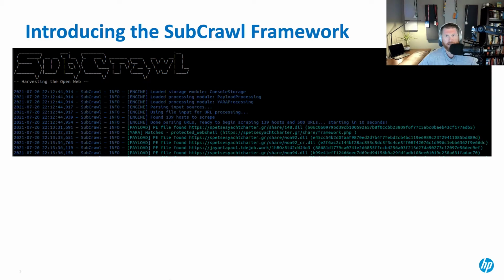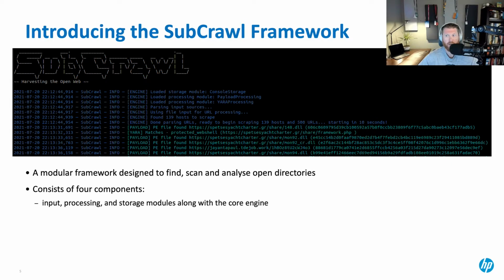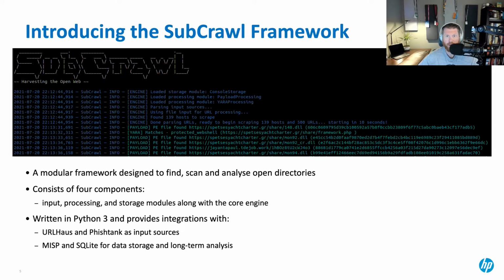Next, we'll take a look at the SubCrawl framework. SubCrawl is a modular framework designed to find, scan, and analyze open directories. The framework consists of four primary components: input, storage, and processing modules, and then the core engine. SubCrawl has been written in Python 3 from the ground up and provides integrations with URLhaus and PhishTank for input sources. But you can also provide your own input file that contains URLs to scrape. And to achieve long-term storage, analysis and data deduplication, it uses MISP and SQLite.